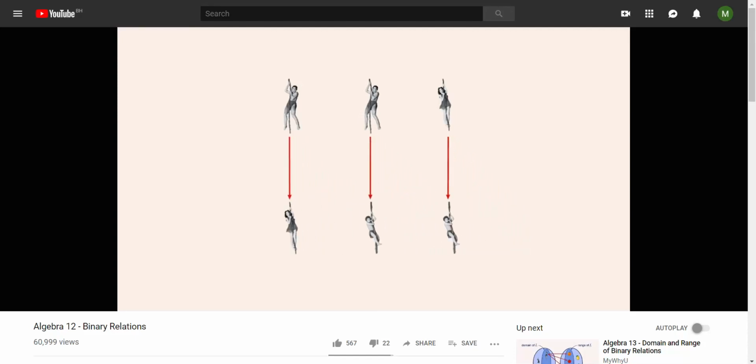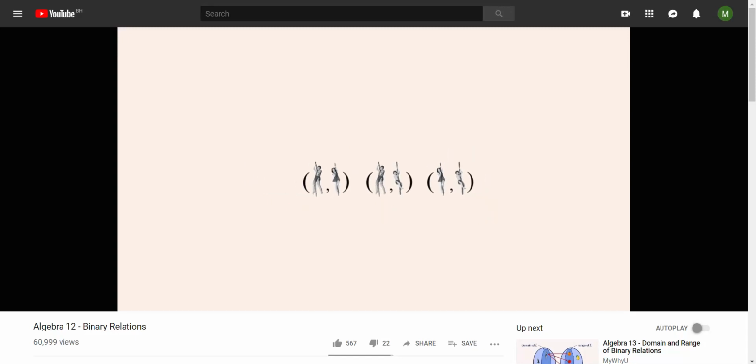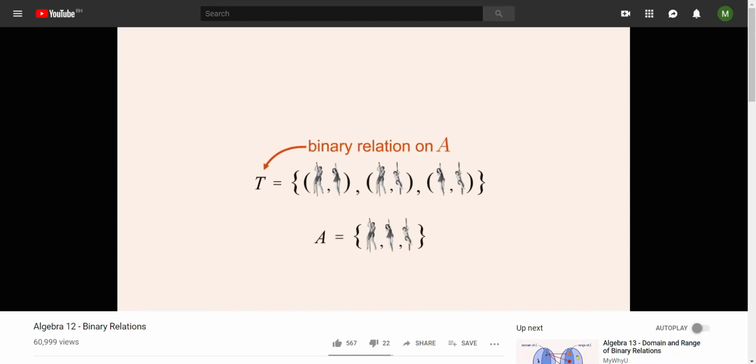So this relation is represented by three ordered pairs, where the first element of each ordered pair is the taller person, and the second element is the shorter person. Let's call this relation T. Since both sets involved in this binary relation are the same set, A, we call T a binary relation on set A. Each ordered pair in set T makes a statement about how one person in set A is related to a person in the same set.